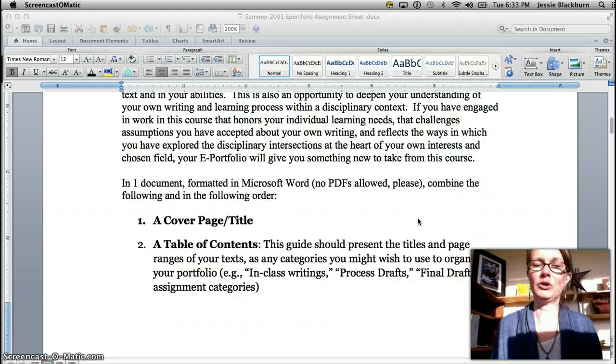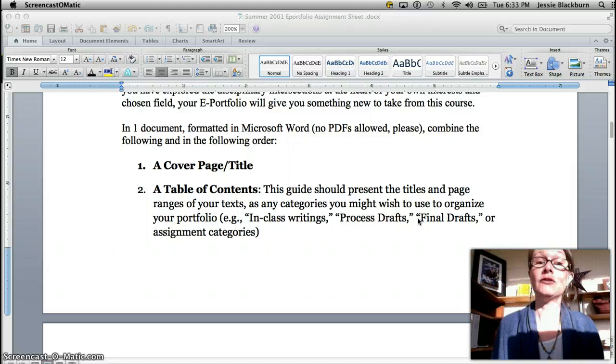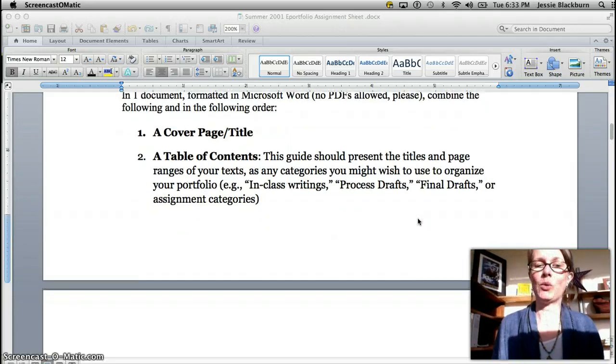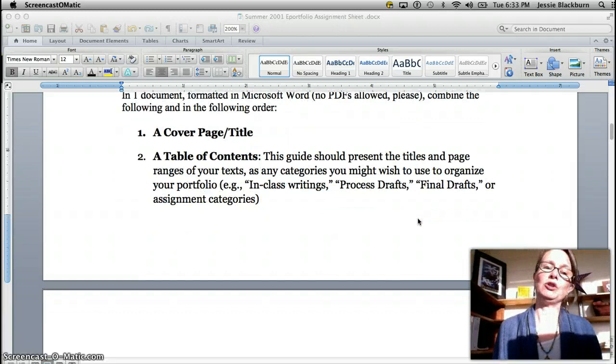In one document, formatted in Microsoft Word, no PDFs allowed please, combine the following, and in the following order. So you need a cover page or a title page. You need a table of contents. This guide should present the titles and page ranges of your text as well as any categories you might wish to use to organize your portfolio. So, for example, you might organize your portfolio by in-class writings, process drafts, and final drafts.